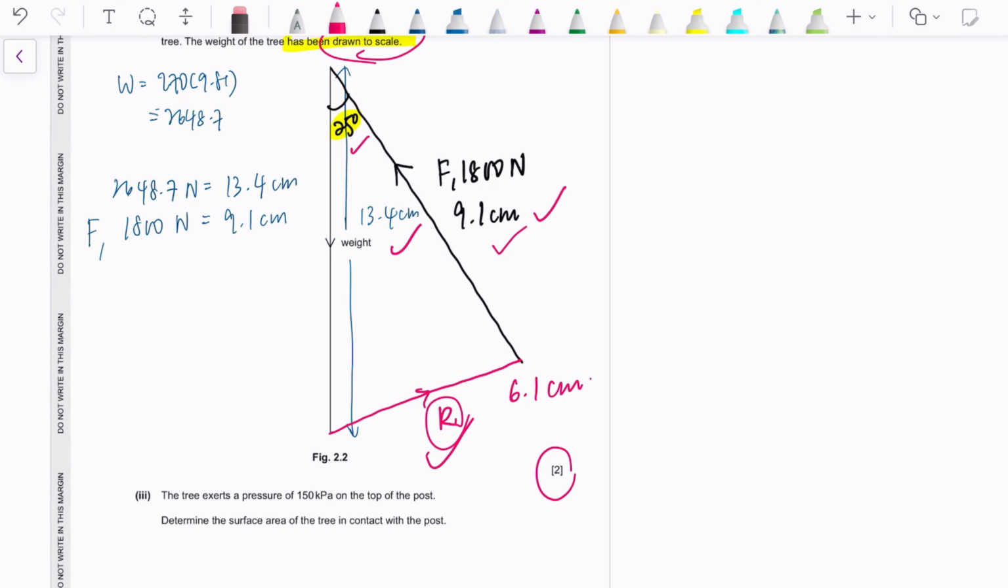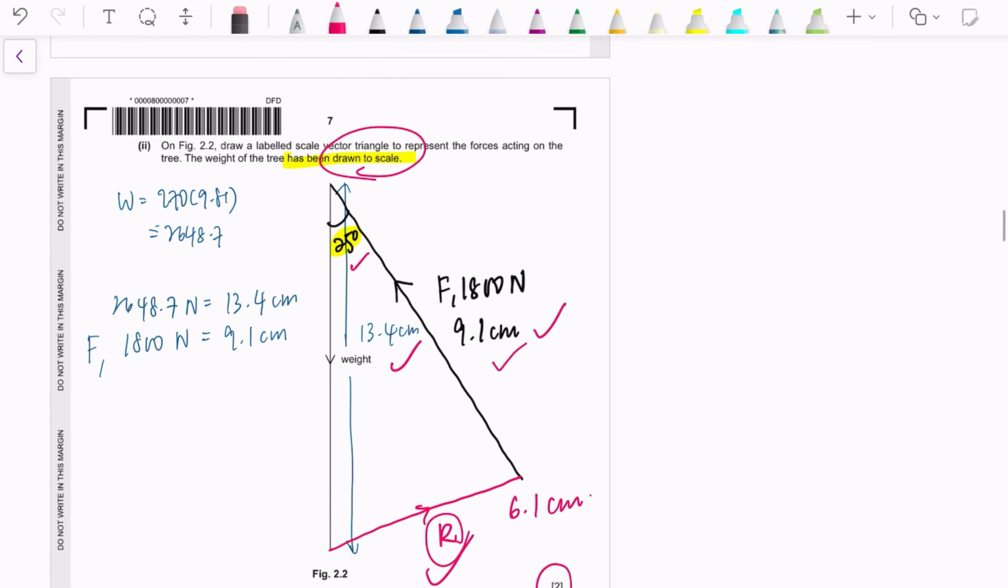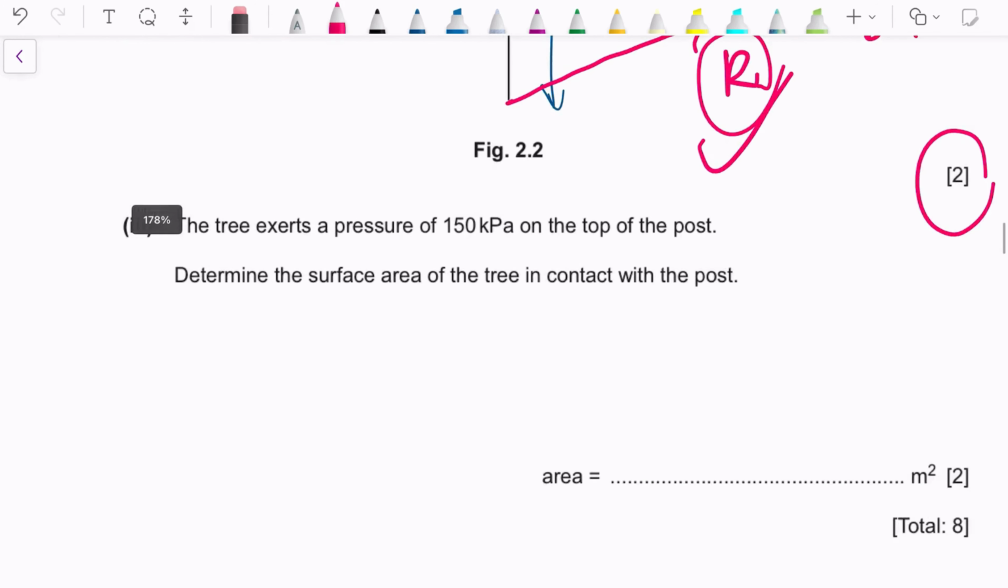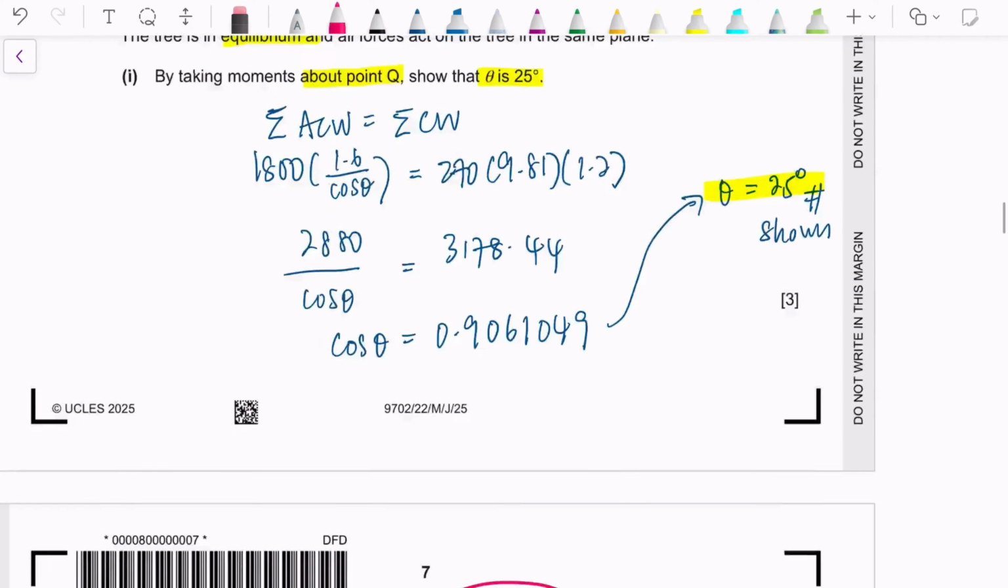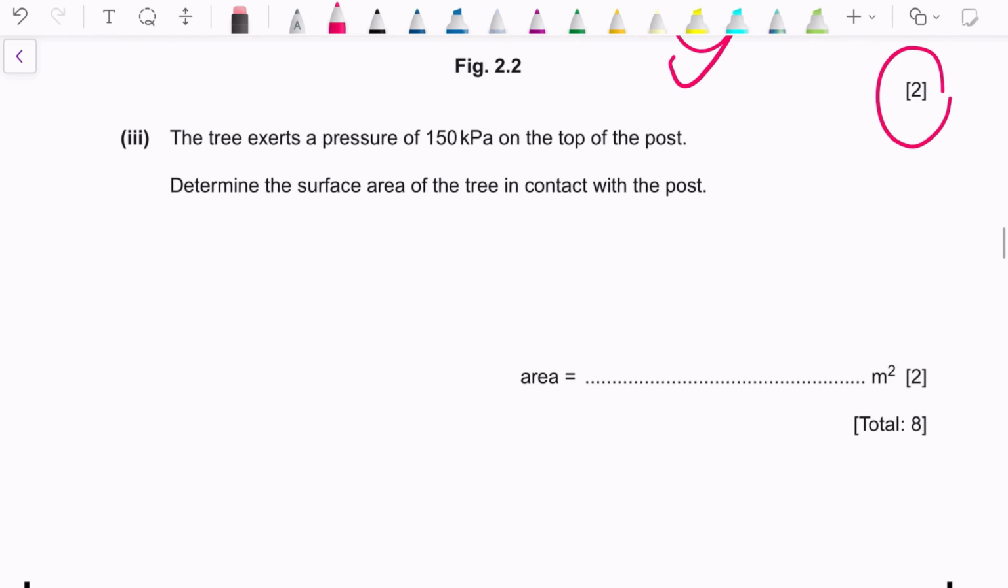Okay. Now, we are done with Roman 2. Let's move on to Roman 3. I think Roman 3 is the easiest out of these two. The tree exerts a pressure of 150 kilopascal on the top of the post. Determine the surface area of the tree in contact with the post. So this is a bit of a mixture on pressure. So you know pressure equals force per unit area.